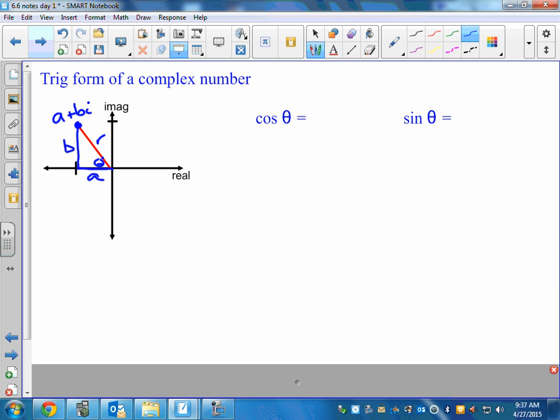A over r. And what would the sine be? If I wanted to solve that for a, could I say a equals r cosine theta? If I wanted to solve that for b, could I say b equals r sine theta? Does this seem similar to vector stuff that we did? I feel like we were just saying this, but I don't remember what it is. I know, we just did this.